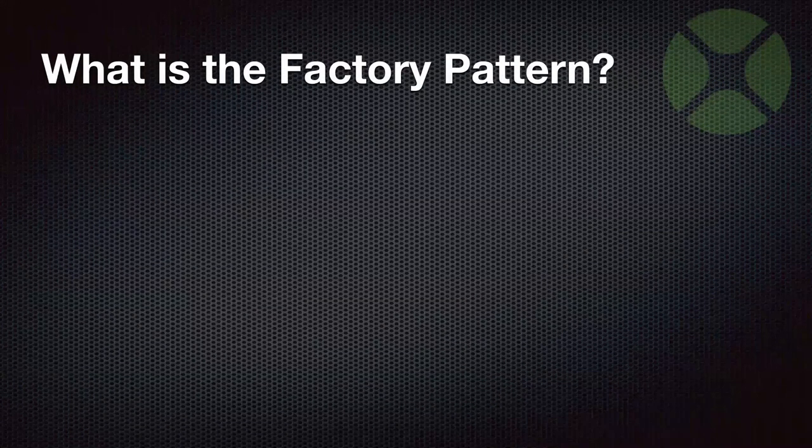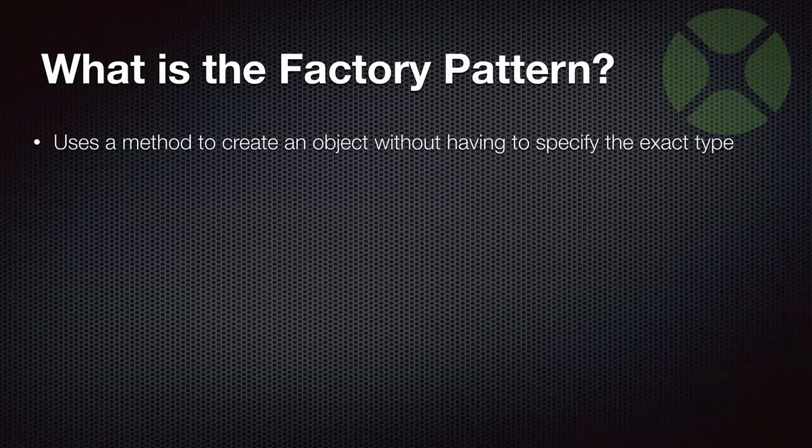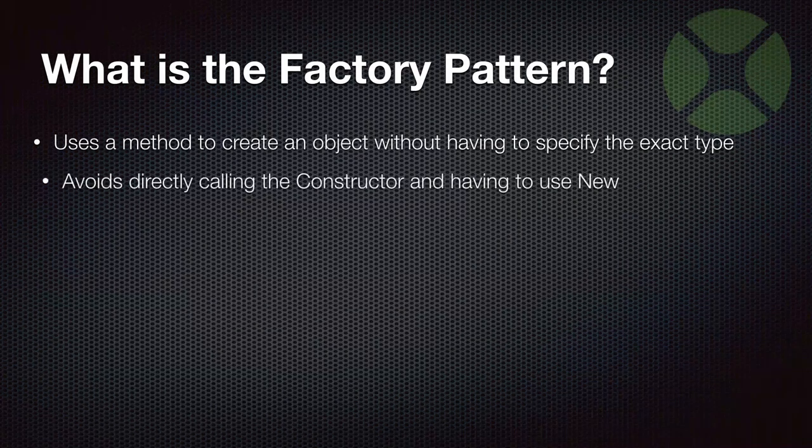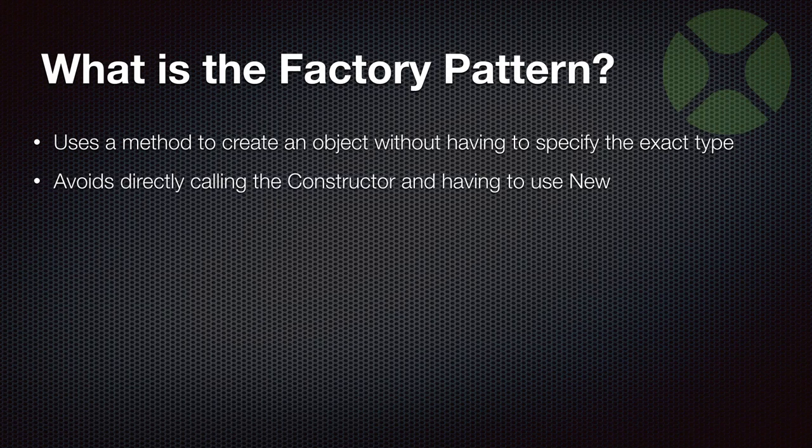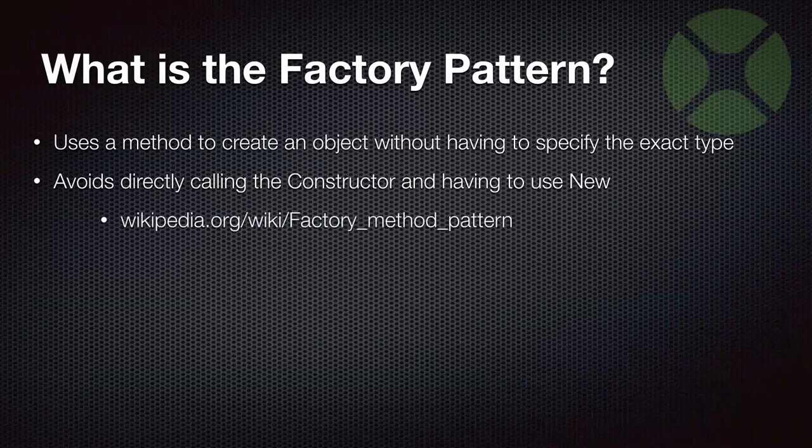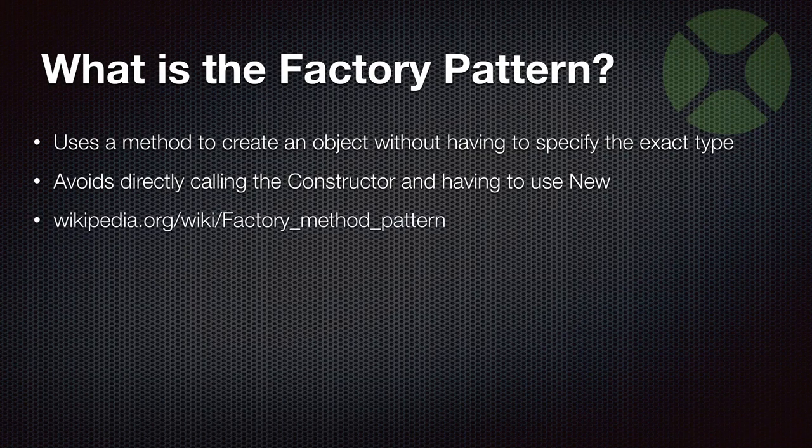And the factory pattern. This one is not quite as simple as the singleton. This essentially is when you use a method to create an object without having to specify the exact type. This allows you to avoid having to call the constructor and then having to use new to get a new object, essentially. It's useful in situations where you have a bunch of objects that are related to each other in some way, and you want to get different versions of those objects, but you don't want your code constantly using new and different constructors to figure out which type of thing you want to get back. You can just call the factory and tell it what you want to get instead. And of course, that is written up on Wikipedia. There's the URL.